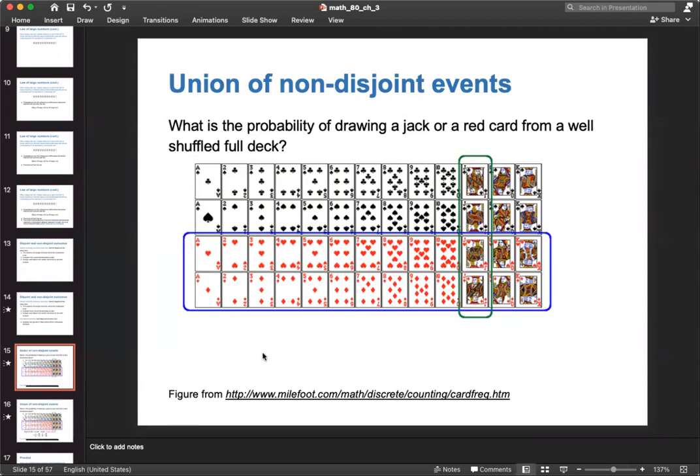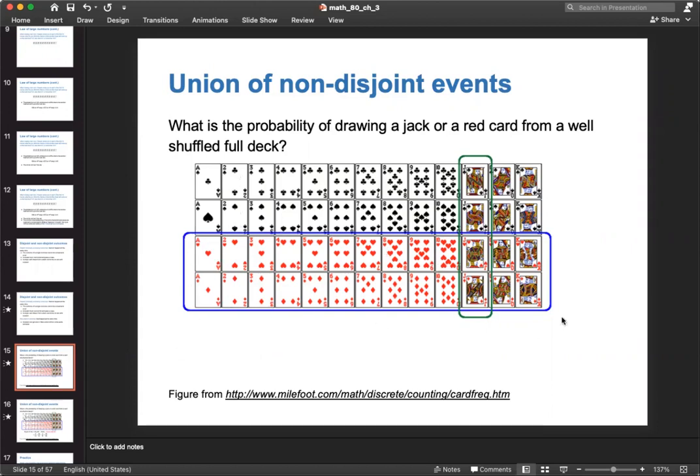Okay, let's look at the union of non-disjoint events. So what is the probability of drawing a jack or a red card from a well-shuffled full deck? So it's a jack or a red. So you can look at the event that you're either a jack or a red or both a jack and a red. So let's take a look at that.